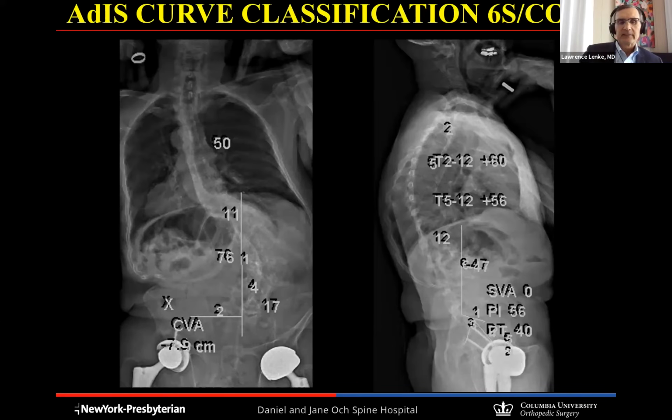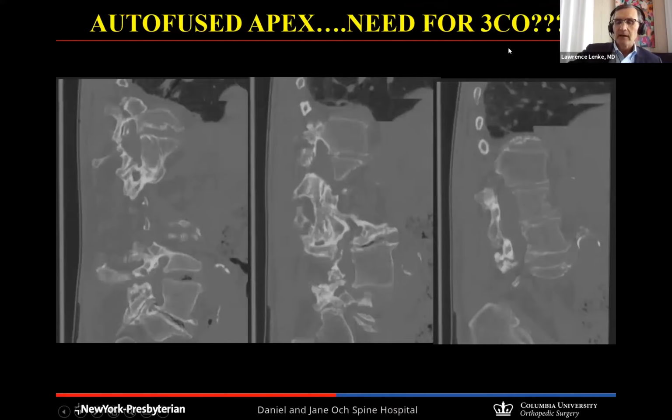So the complete classification here is a type 6S, structural coronal malalignment. Again, another unusual thing here is you see the fused joints at the apex across his concavity. So the question is, how aggressive do we get with this patient? Does he need a 3-column osteotomy? Fortunately, he's not very healthy.